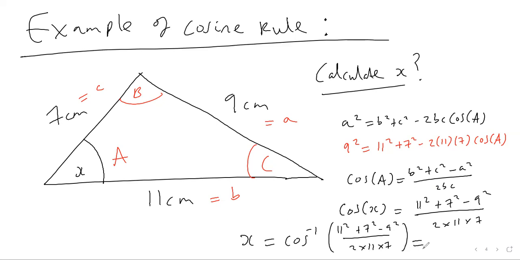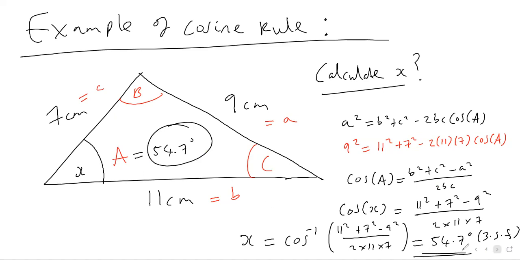So we can go to the calculator and put those numbers in. 11 squared plus 7 squared, take away 9 squared, divided by 2 times 11 times 7, and then cos inverse of that, we should get an angle of about 54.7 degrees. So 54.7 degrees to three significant figures. That's going to be our angle A, and that looks quite reasonable just by the diagram here, because it looks like an acute angle there. So 54.7 degrees, and that would be our A value.